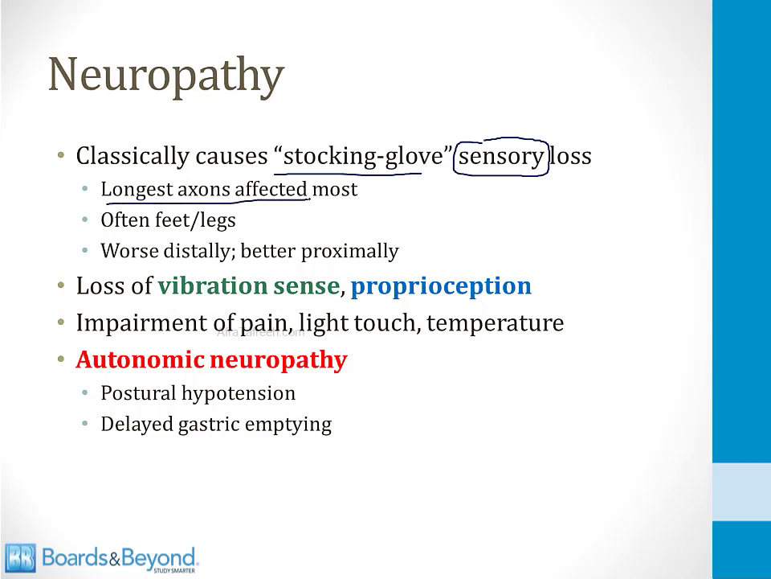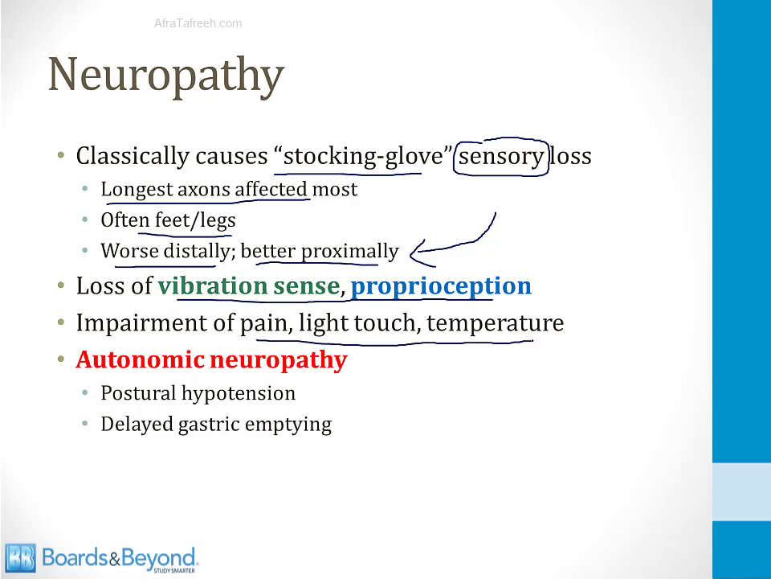The longest axons are affected most. Often it's the feet and the legs, and it tends to be worse distally and better proximally. And this can help you differentiate diabetic neuropathy from other causes, for example, a B12 deficiency. In a vitamin B12 deficiency, the lower extremity will be affected equally. In diabetic neuropathy, as you move more proximally up the leg, the sensation will improve. Typically, patients lose vibration sense and proprioception first. Later, there can be impairment of pain, light touch, and temperature. And sometimes the autonomic nervous system can be involved.